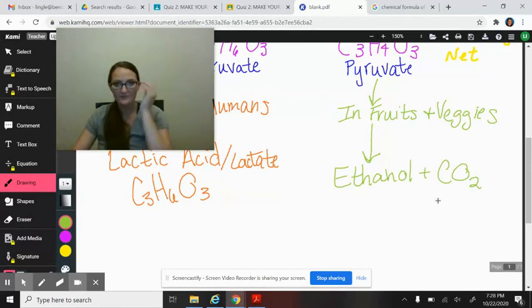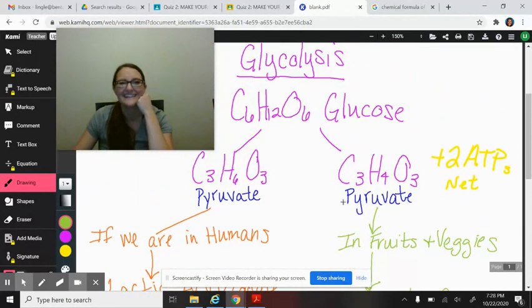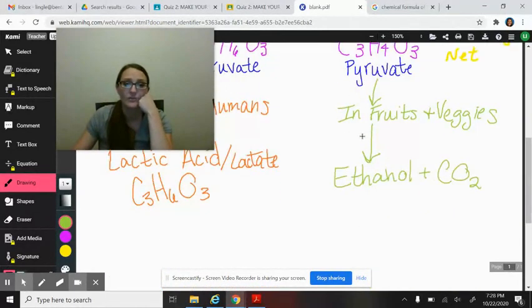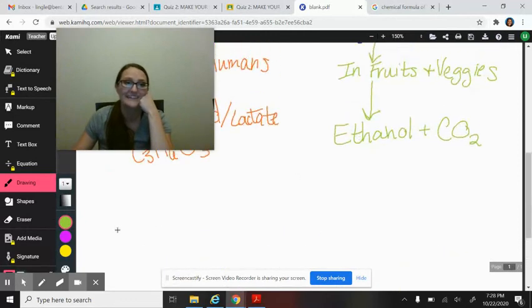Okay, so something that you'll notice is, Ingle, where's all the ATP? Did you just forget to write it? No, I didn't. You don't make any ATP making lactic acid, and you don't make any ATP making ethanol and CO2. And so all the ATP that you get from anaerobic cell resp is made from the glycolysis part. And so what is the net ATP for lactic acid fermentation and alcoholic fermentation?